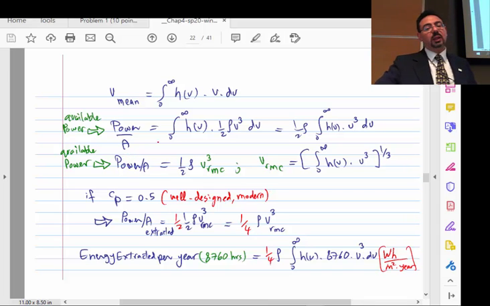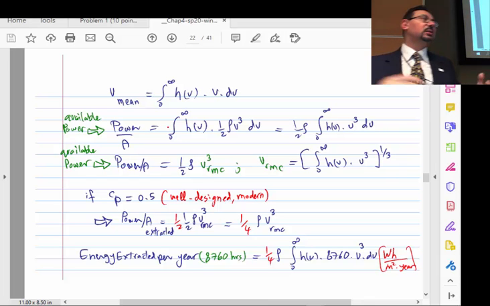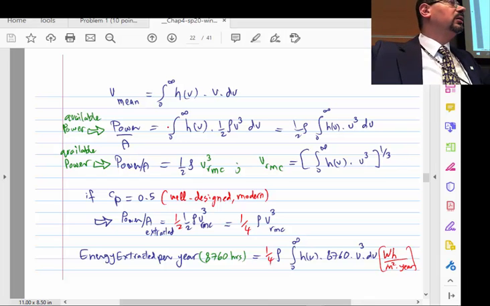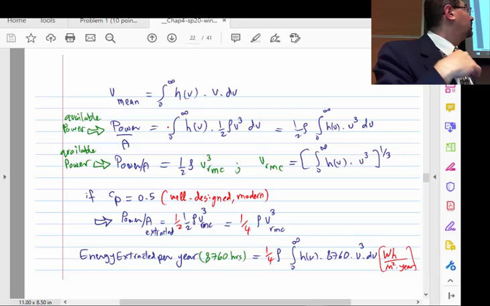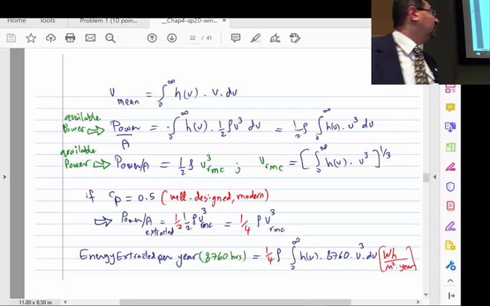Well, no, I think the area is here, but he's basically taking the area out of the integration. So he's saying the power per area. So you make the turbine bigger and bigger, you get more and more. So he's just doing the specific power.